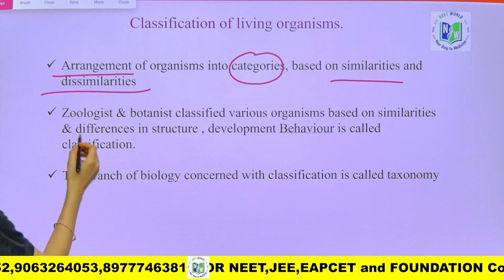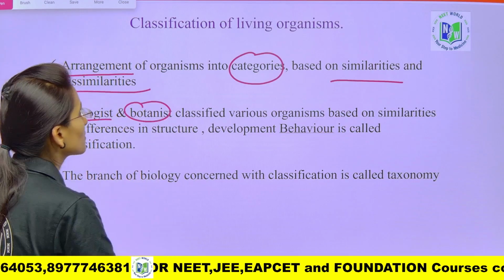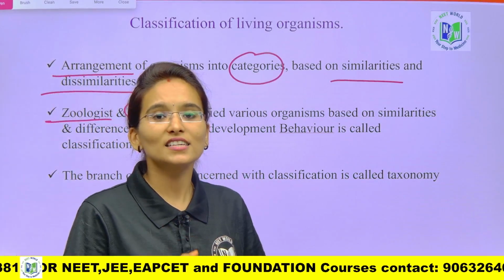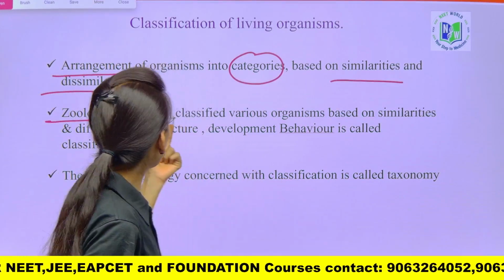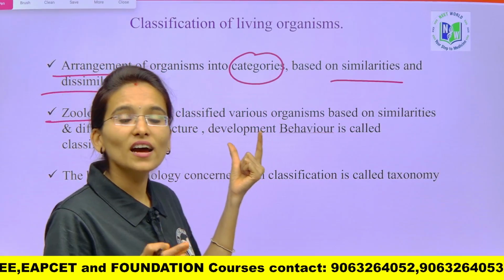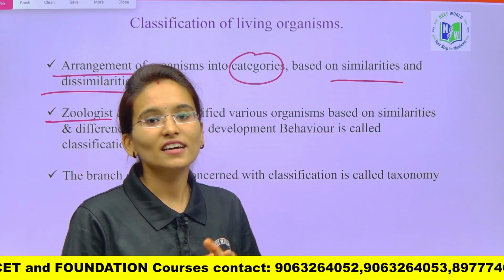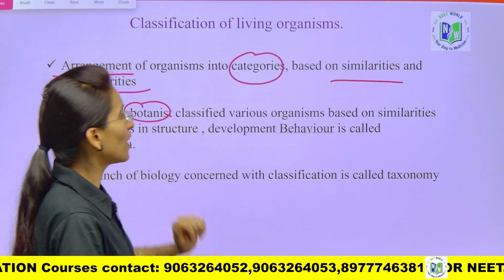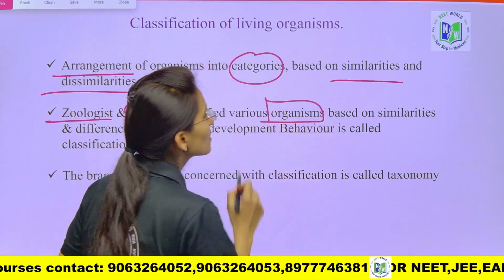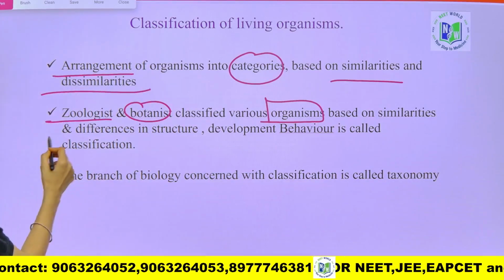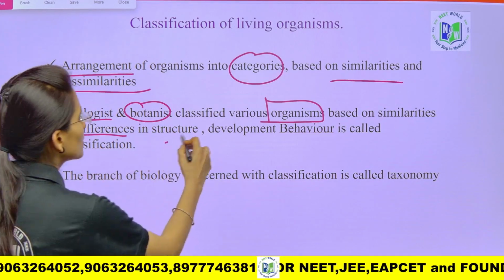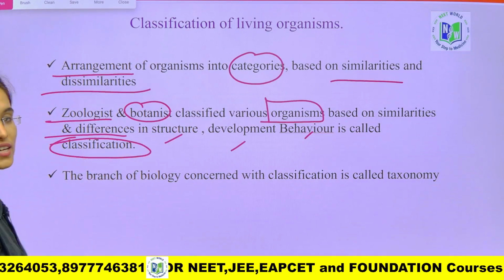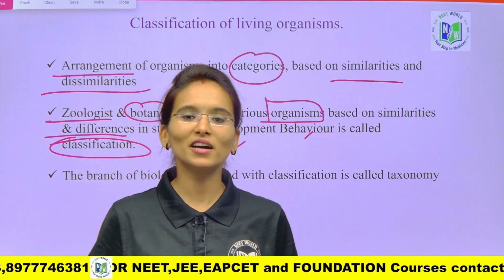And see here, zoologist and botanist. Who is a zoologist? The person who studies and classifies the animals, and a botanist is the one who studies and classifies the plants. Zoologists and botanists classified various organisms based on similarities and differences in structure, development, and behavior, which is called classification. Clear with this particular statement, my dear students?